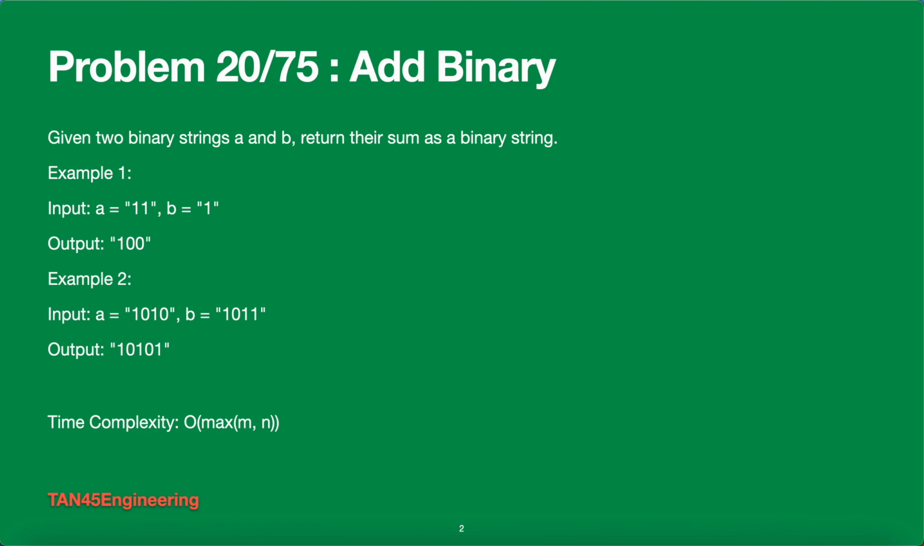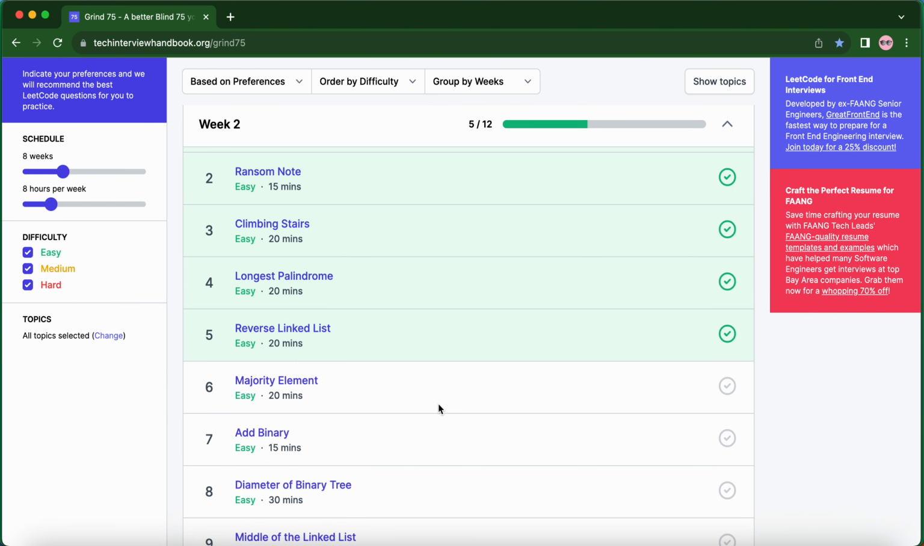So today's problem is on adding binary numbers. Let's jump into the problem statement and start solving. It is going to be an easy yet difficult problem, so please pay attention. Last time we solved the majority element problem from the Grind 75 list. We'll mark it check and we'll start with add binary.